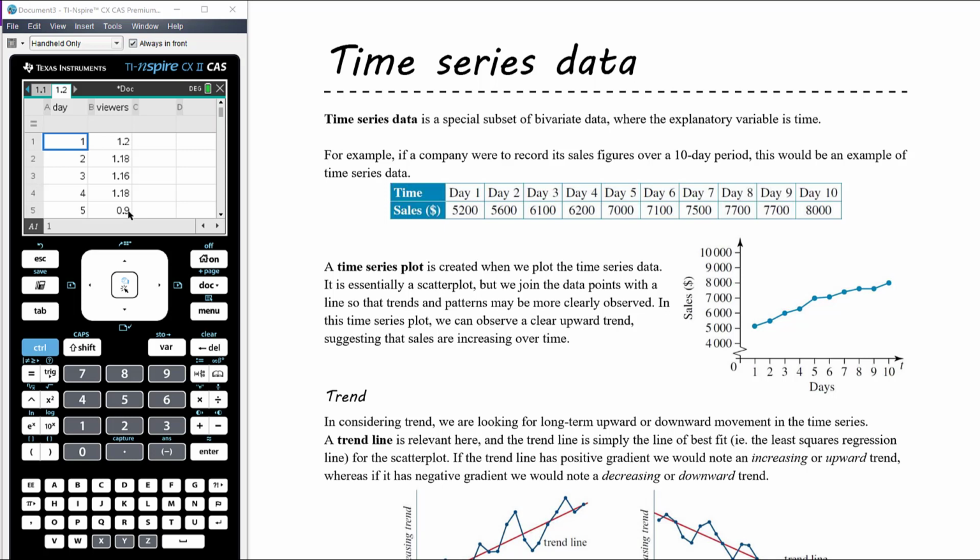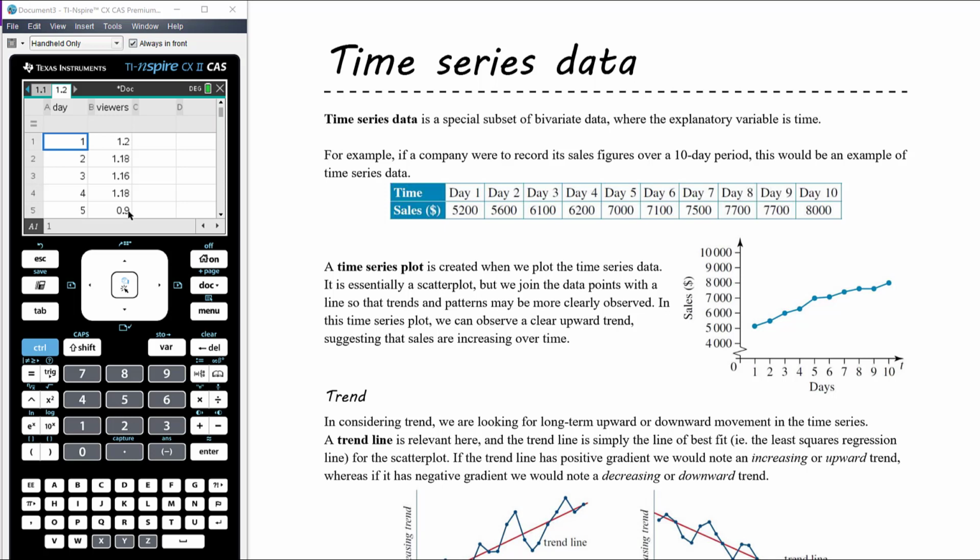Okay, so this is the first video looking at Chapter 6, our final chapter in the data analysis module. This chapter is all about time series data. Time series data is a special subset of bivariate data. We've been dealing with bivariate data, so data where we have two variables, for the last couple of chapters, chapters 3, 4 and 5. But in this case, it's a special case where the explanatory variable is time.